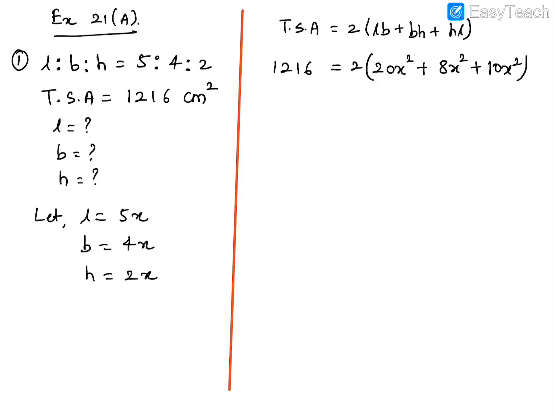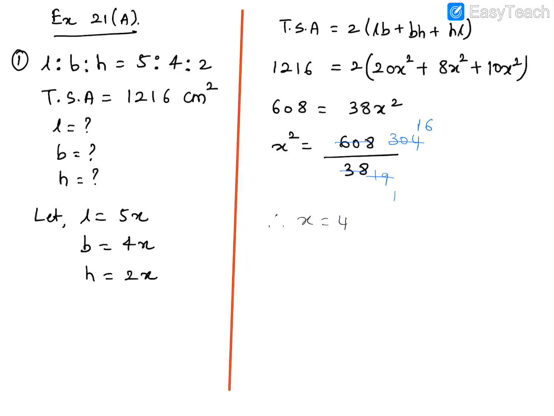Now 1216 divided by 2 becomes 608, which is equal to 38x squared. So x squared is equal to 608 upon 38. Now let's reduce these numbers. 2 19s are 38, 19 1s are 19, 19 6s are 114. So x squared is 16. What will x be equal to then? 4.